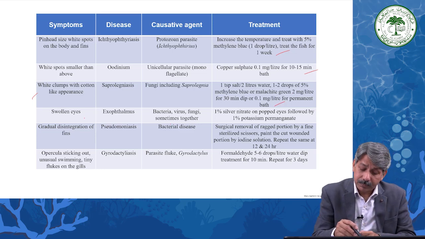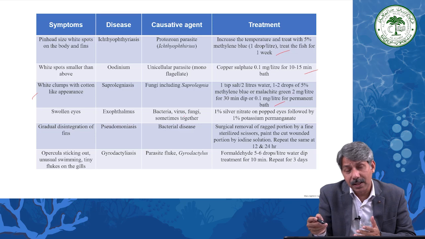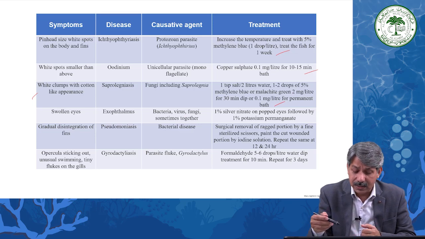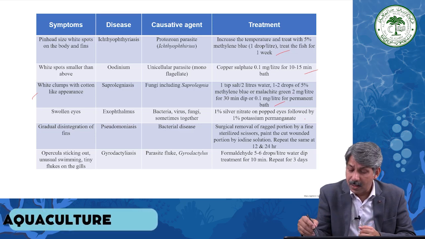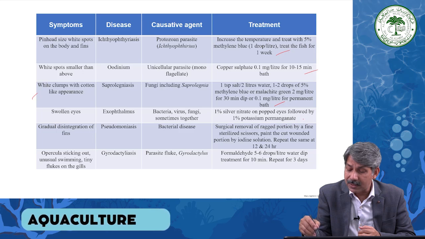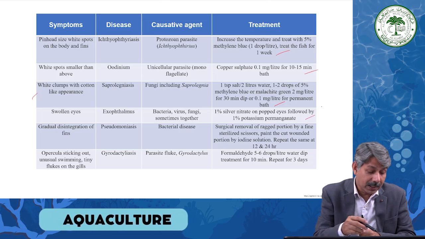Swollen eyes may be because of a bacterial, viral or fungal infection, or sometimes a combination. Apply 1% silver nitrate on popped eyes followed by 1% potassium permanganate.